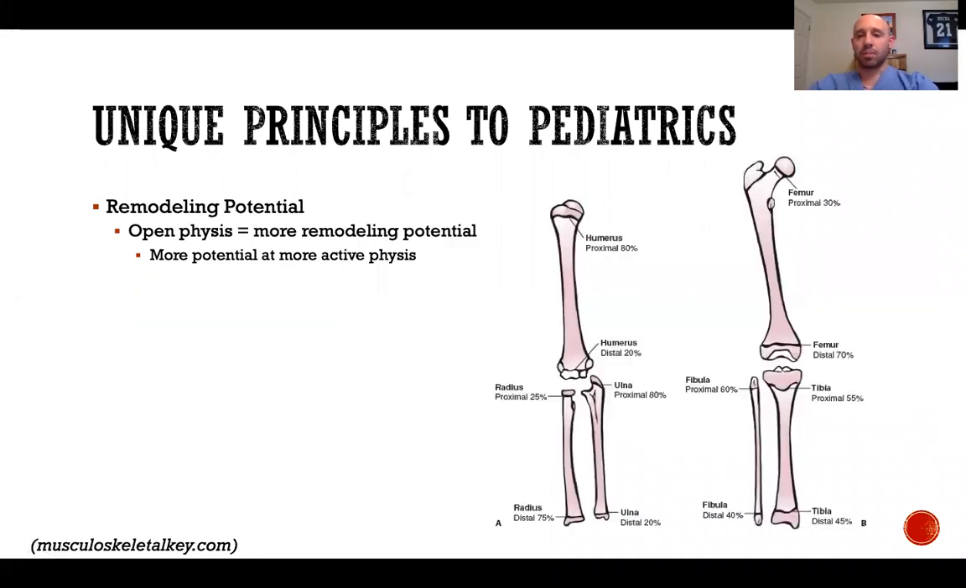Another unique principle to peds is they have a great remodeling potential, and that's for a couple of reasons. One, they have open physes, and different physes have more remodeling potential because they're more active. In the upper extremity, the proximal humerus is more active than the distal humerus. It's about 80% of growth at the proximal humerus and 20% at the distal humerus. In the femur, most of the growth comes from the distal femur, at 70%. And in the tibia, most of the growth comes proximally, with 55%.